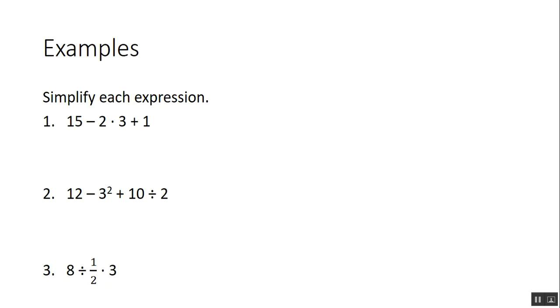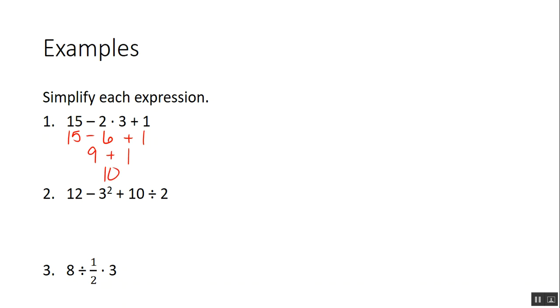So for number 1, we have 15 minus 2 times 3 plus 1. Subtraction, multiplication, and addition. The first thing we want to do is multiply. So we're going to write 15 minus 6 plus 1. Now we have subtraction and addition. These are done left to right. So 15 minus 6 is 9. 9 plus 1 is 10.